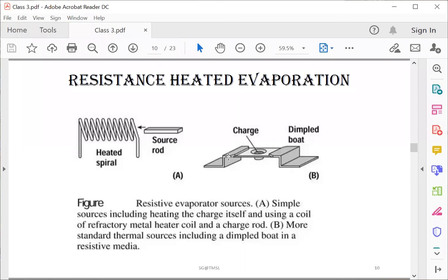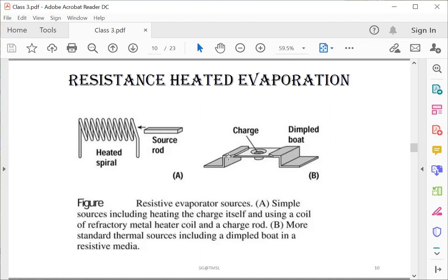There are salient points on this particular evaporation technique. It is a very simple and very inexpensive technique. No ionizing radiation is produced from this resistive evaporation. The charge requirement is very small. Short filament life is a disadvantage, not an advantage, and so is contamination from the heating element.